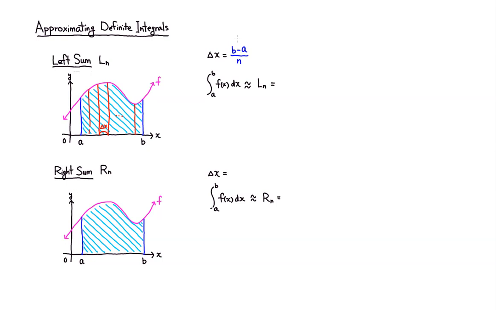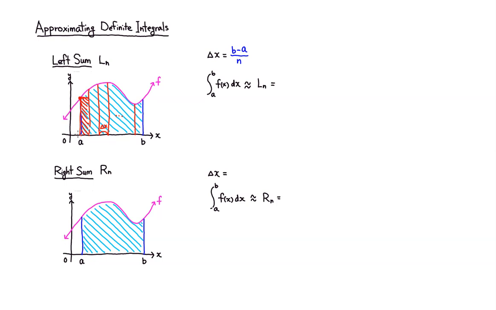For each piece, this is what we're going to do for the left sum. Let's look at the first piece. You have a left endpoint and a right endpoint. We go straight up from the left endpoint, look at the value of the function, and chop this off at that height. So you would have a rectangle with the height determined by the left endpoint. That's where the left sum comes from.